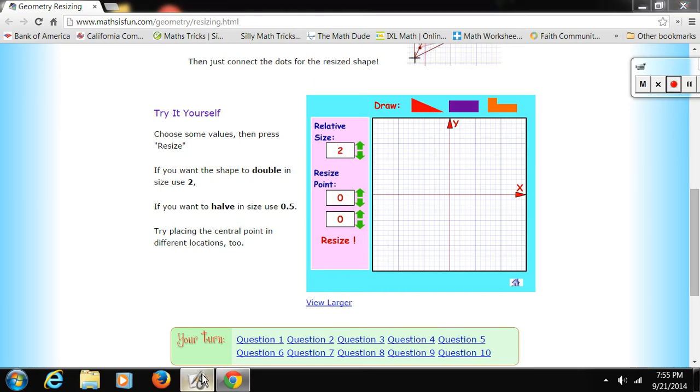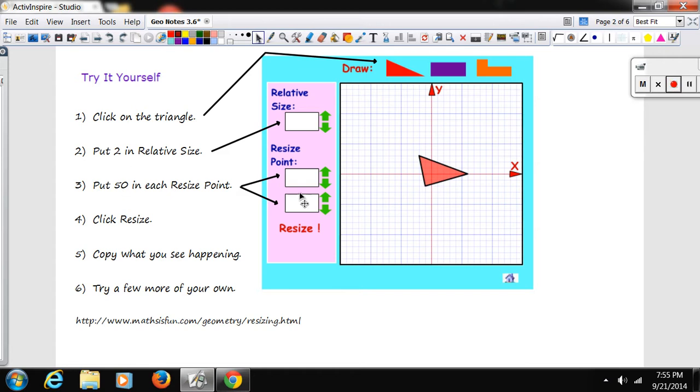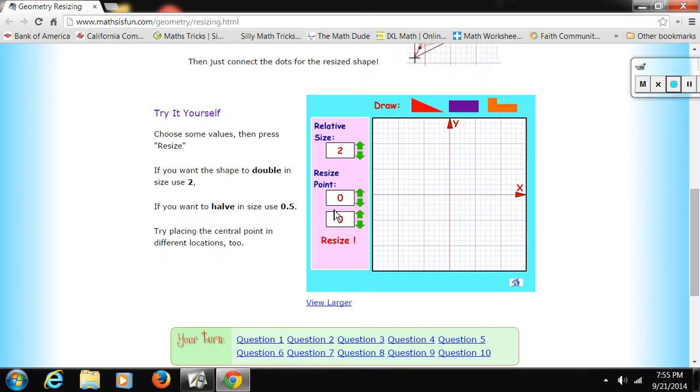Let's see, what do I want to put in here? We want to put 50 in each of these. We'll see it a little bit better if we put 50s. So 50 and 50. This is what you want to put in yours. And we want to hit the red triangle. And we're going to hit resize. And here's the 50-50 point.